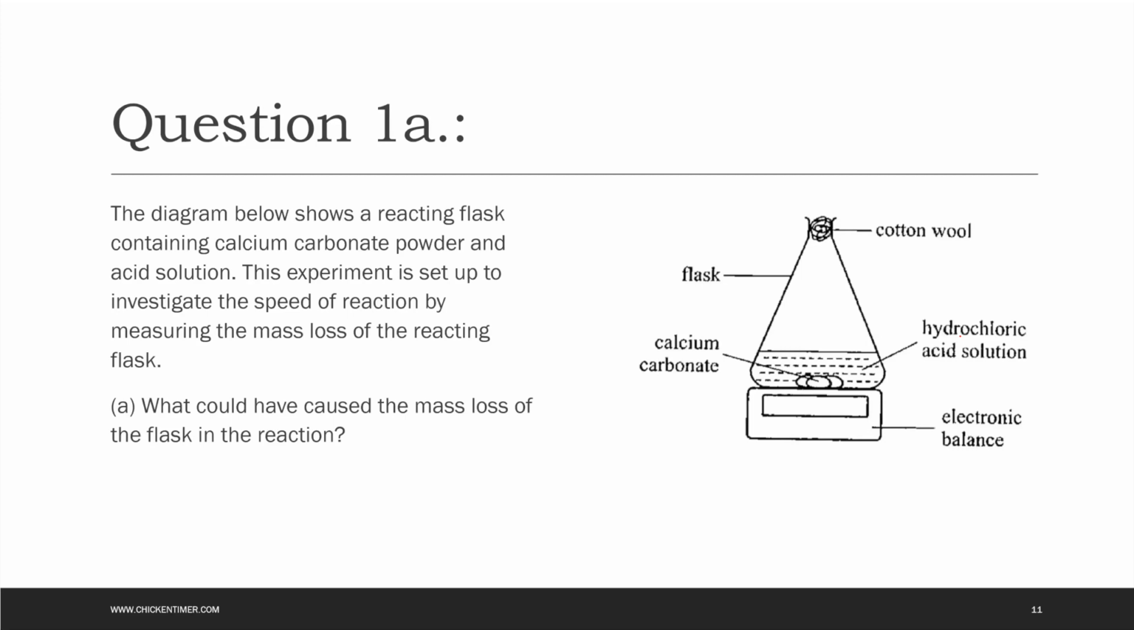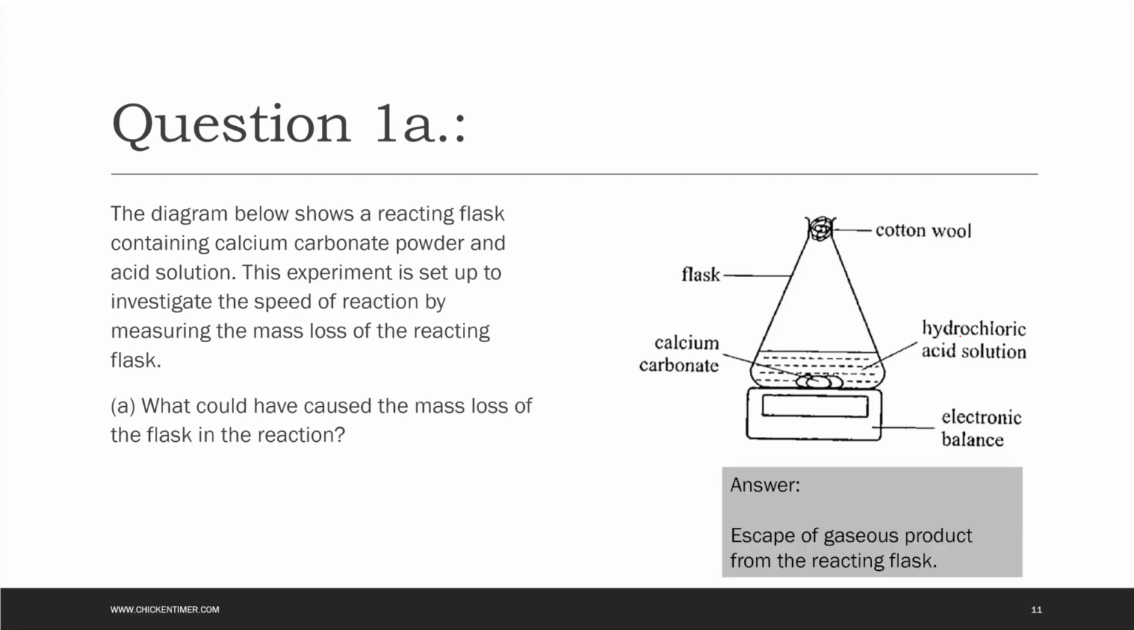Question 1A: what would have caused the mass loss of the flask? Calcium carbonate, escape the gas. What does calcium carbonate make? Now your chemical reaction, the acids, bases and salts, comes in. Carbon dioxide. So it's the escape of carbon dioxide from the flask.